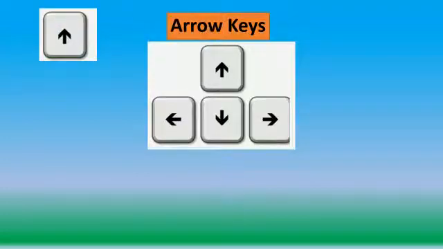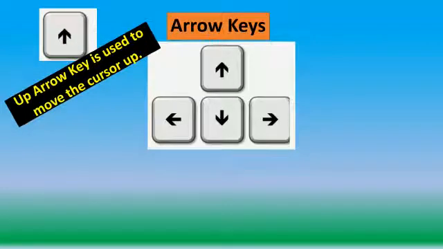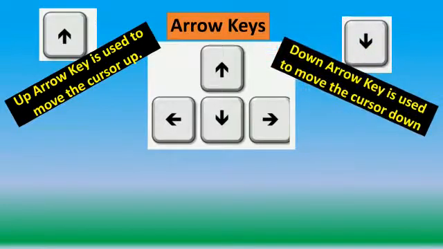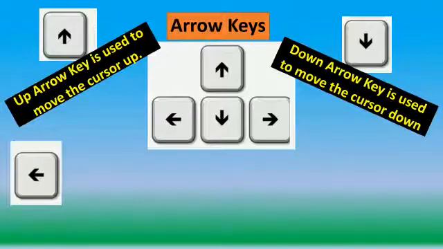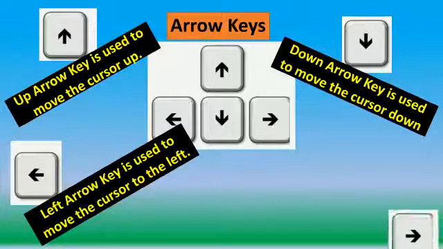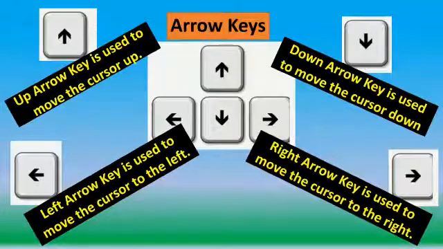Up arrow key is used to move the cursor up. Down arrow key is used to move the cursor down. Left arrow key is used to move the cursor to the left. And right arrow key is used to move the cursor to the right.